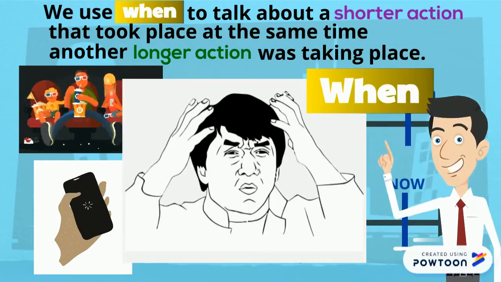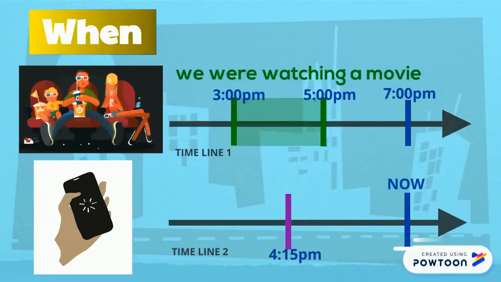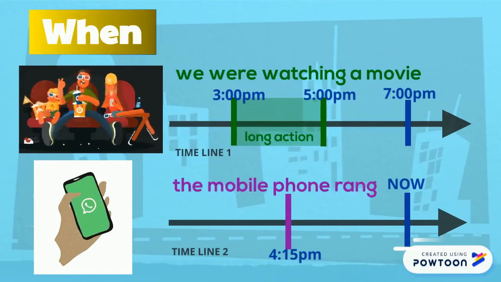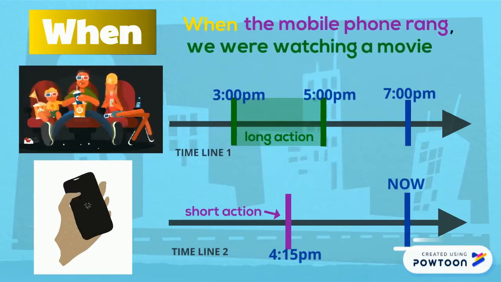What? Don't worry, let's do an example. We were watching a movie is the long action. The mobile phone rang is the short action. When the mobile phone rang, we were watching a movie, full stop.